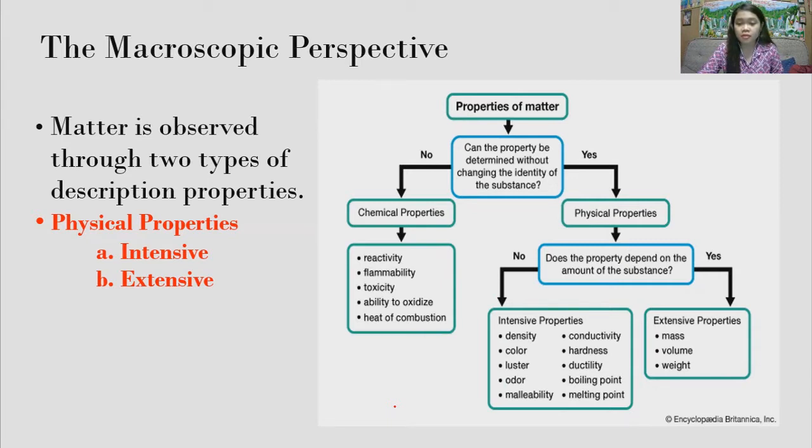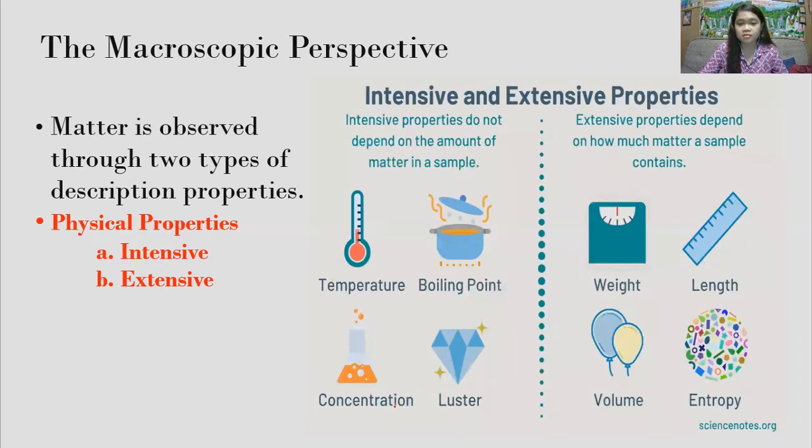And then if the property does not depend on the amount of the substance, we have intensive properties. It is innate, already present in the specific type of matter. Examples here are density, color, luster, odor, malleability, conductivity, hardness, ductility, boiling point, and melting point. So here are other examples for intensive and extensive properties.